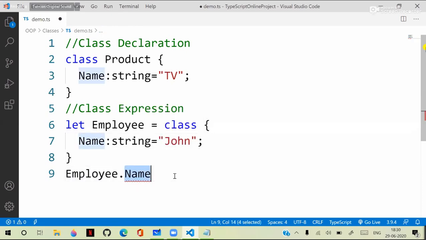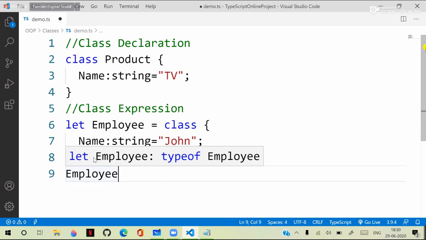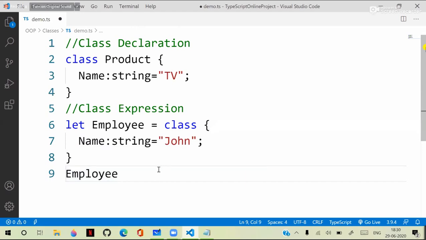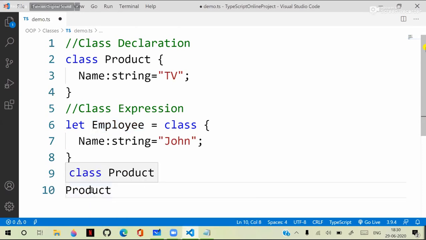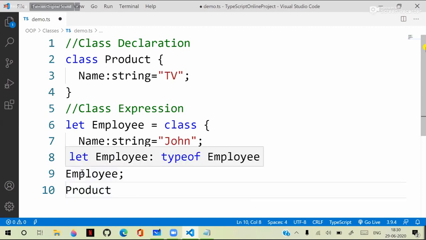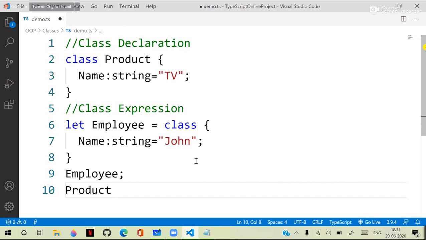That means this is actually not a class. It is simply an object which is of type employee. How to handle them, we will discuss. And product, when we use product here, this product is a class. Employee is not a class. It is an object which is of type employee. How to deal with its members, later we will see.